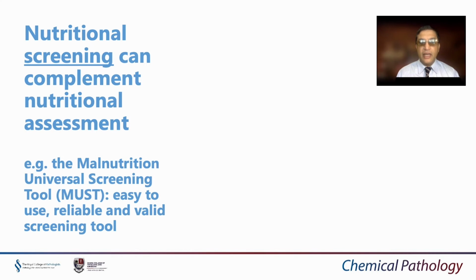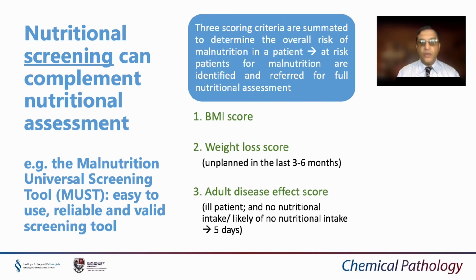Nutritional screening can form an important component of the nutritional assessment by providing identification of patients at risk of malnutrition. An example of a nutritional screening tool is MUST, the Malnutrition Universal Screening Tool. It is easy to use, reliable, and valid. The tool utilizes 3 scoring criteria: BMI, weight loss, and disease effect. Patients then are stratified, and those at risk of malnutrition are referred for formal nutritional assessment.